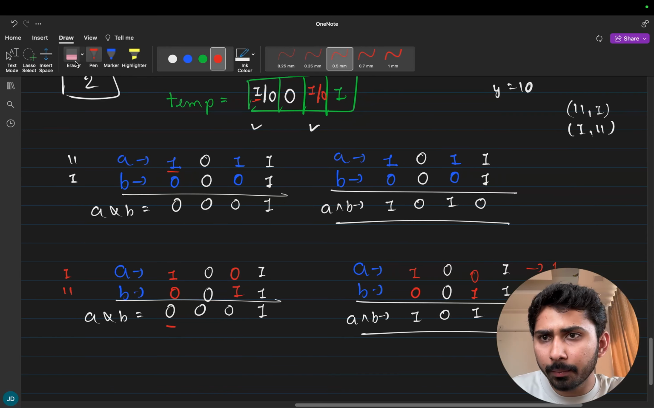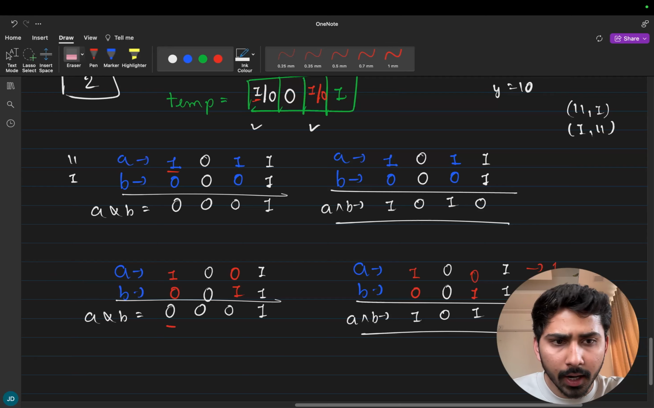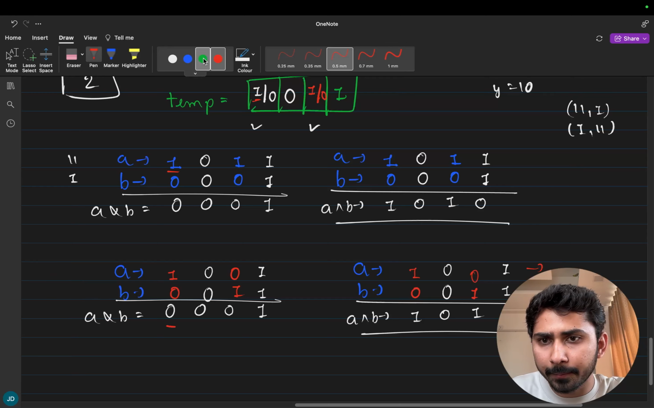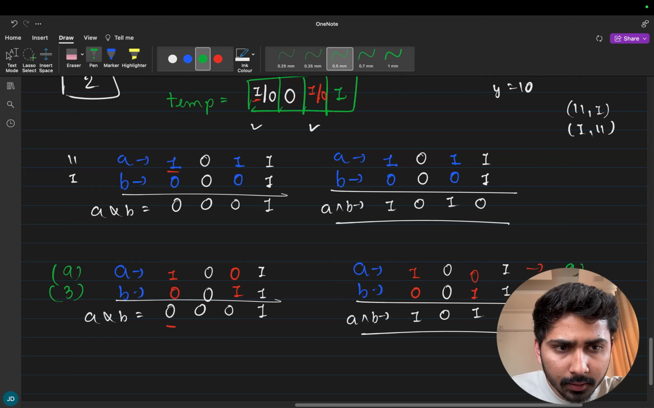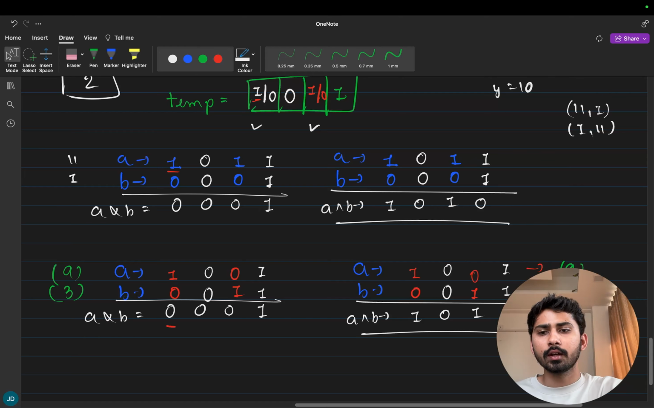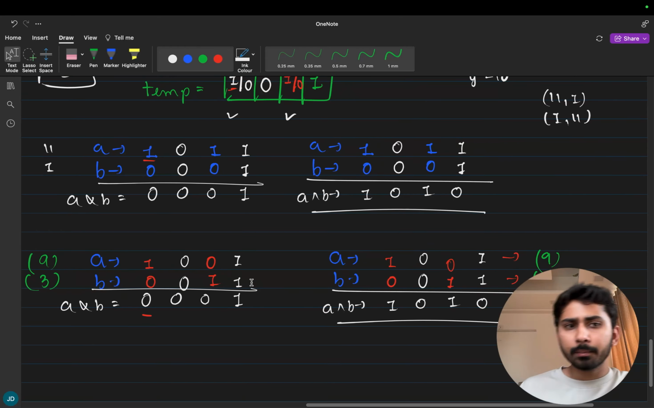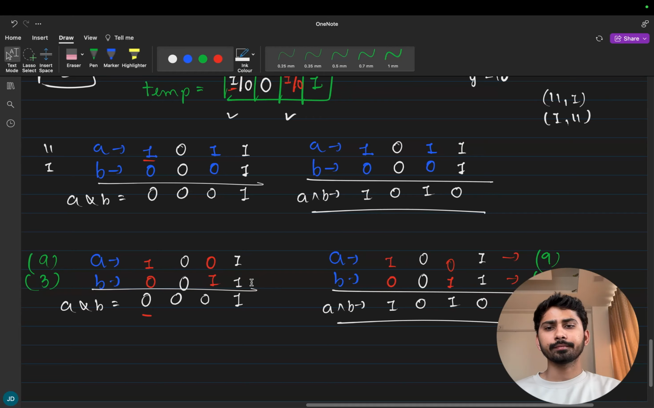So now what is this number? So this is 9 and 3, and this is 9 and 3. Now we can swap the numbers and generate more numbers.